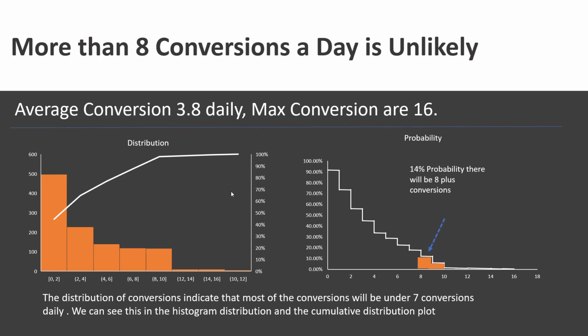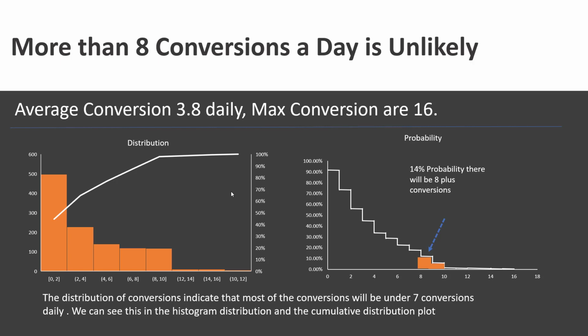Now, what we wanted to do is get a better understanding of our possibility of getting more than 8 conversions a day. And this is unlikely. Our average conversion is 3.8 daily, and our max conversions are 16. So if we look at the distribution of our conversions, we can see from our histogram that the majority are under 4, and that's why we have that average there.